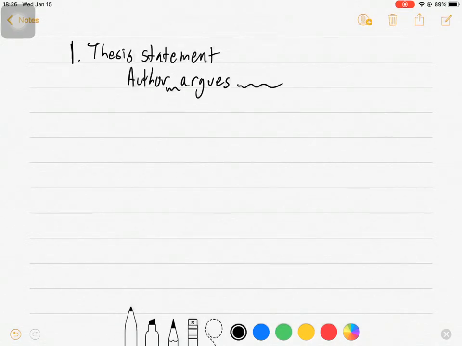So Arthur blah blah blah argues blah blah blah blah. You need to tweak that a little bit, but that's the general thing. The first thing you want is a thesis statement. In other papers, you would write "in this essay I," but in this case, you're telling us what somebody else is arguing for their position. So workshop that as best as you can.